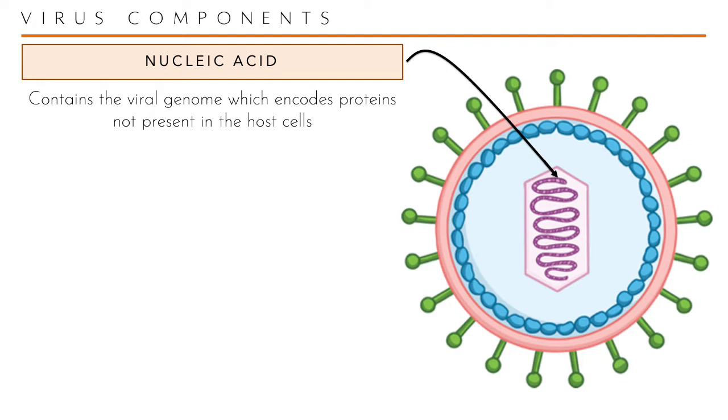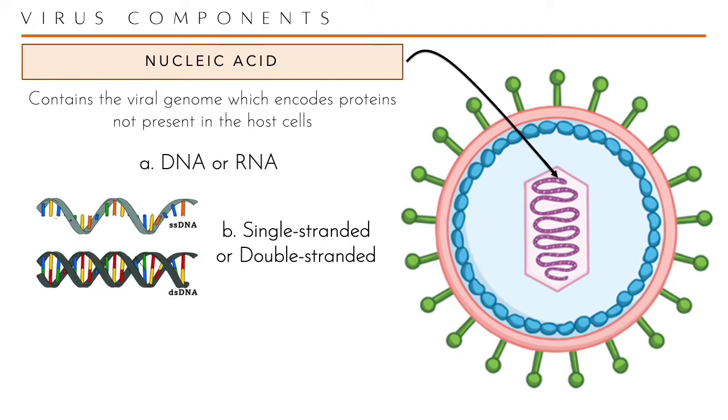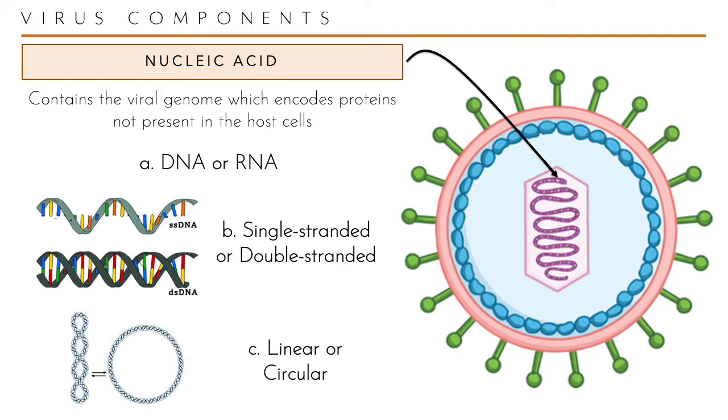The nucleic acid, as seen here, and as I've said, will encode for the proteins the virus needs. It can be DNA or RNA. It can be single-stranded or double-stranded. What we have in our bodies, of course, is the classic DNA double helix. And the nucleic acid can also be arranged in a linear arrangement or a circular manner.